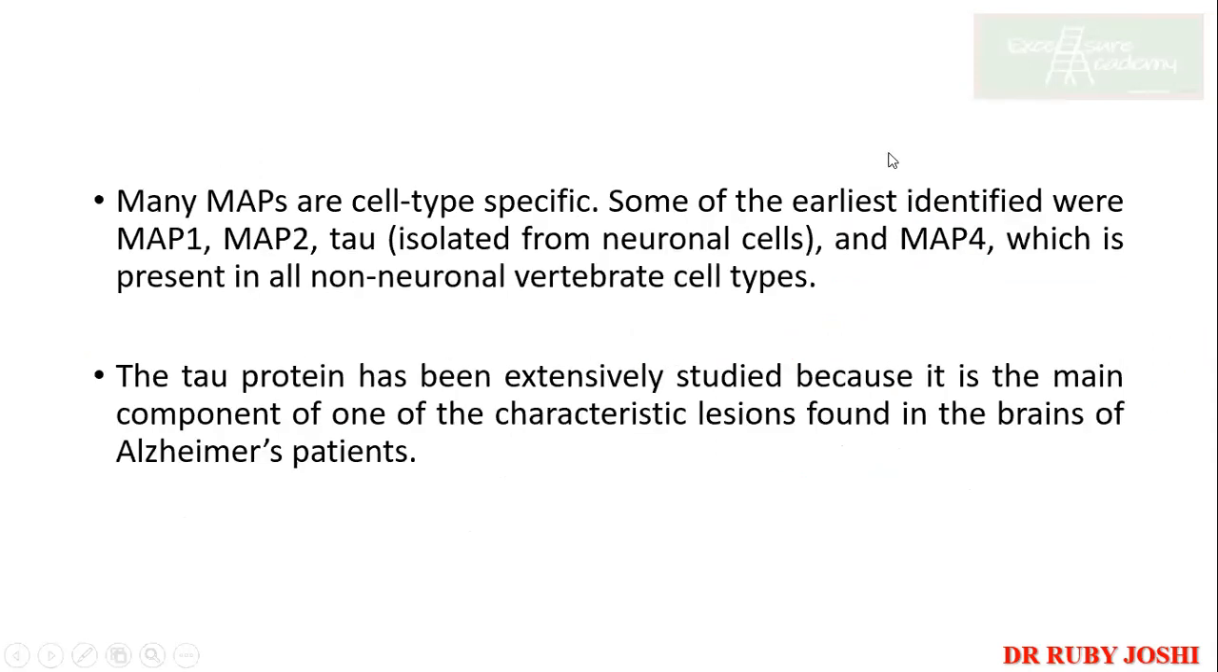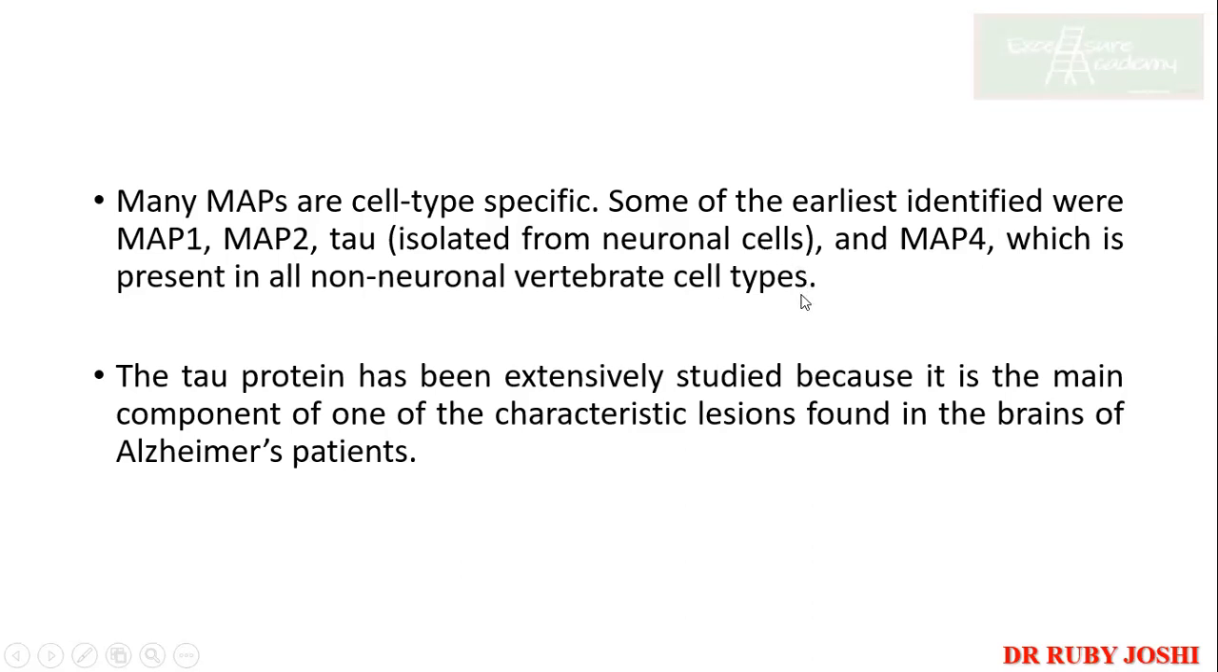Now, there are different types of MAPs present depending on the cells. For example, MAP1, MAP2, then tau protein. So we know about the tau proteins, right? We say that if they get misfolded, they result in neurological disorders, for example, in the case of Alzheimer patients. Okay, so tau protein, which is present in neuronal cells, is actually a type of microtubule associated protein. Okay, so we have got in the neuronal cells MAP1, MAP2 and tau proteins, and MAP4 is present in the non-neuronal cell types.